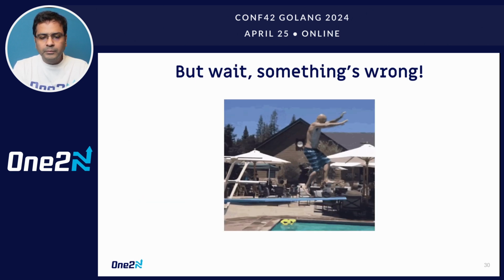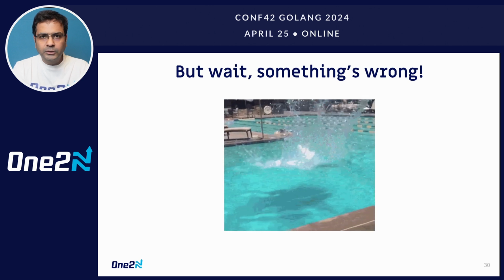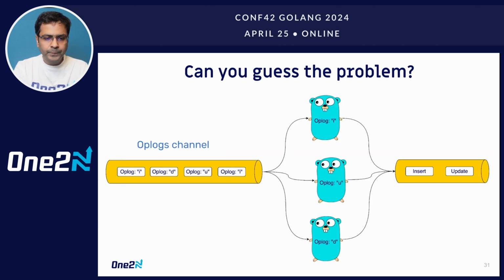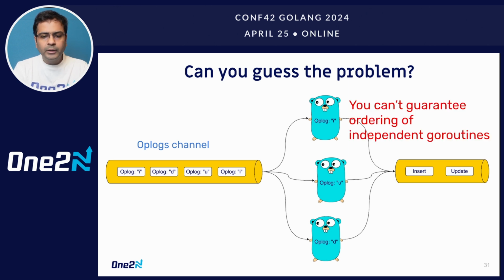before we do something more, we just realize something is wrong. So what could be wrong? Can you guess the problem? So again, remember we have this oplogs channel where you're getting all the oplogs one by one, and there are multiple Go routines which are processing these oplogs concurrently. If you've used Go routines multiple times, you will probably know that you can't guarantee ordering of independent Go routines. You can't really have synchronization across Go routines, right?